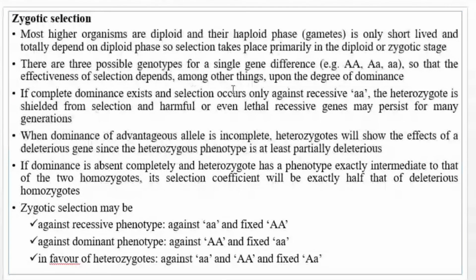There are three possible genotypes for a single gene difference. If a single gene locus has two alleles, three genotypes may be produced from there: dominant AA, heterozygous Aa, and recessive aa. So the effectiveness of selection depends, among other things, upon the degree of dominance. If complete dominance exists and selection occurs only against the recessive allele a, the heterozygote is shielded from selection and harmful or even lethal recessive genes may persist for many generations.